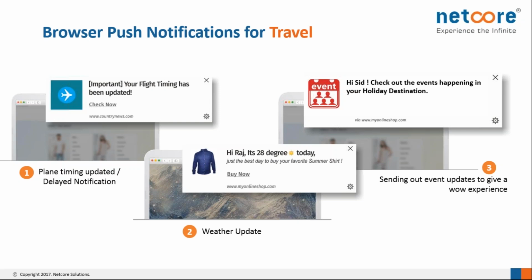The second thing you can do is send a particular weather update, so that could trigger a purchase on your website. That can also be done. And the third would be more of an experience. If the user has booked a particular package on your website, say for example a package for Manali or some other destination, you can send all the events which are there in that particular destination. That can help the user to have a good experience with it.